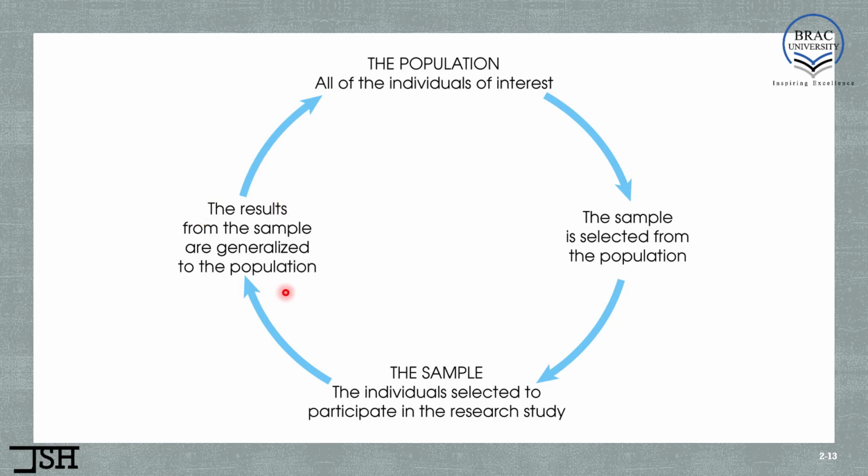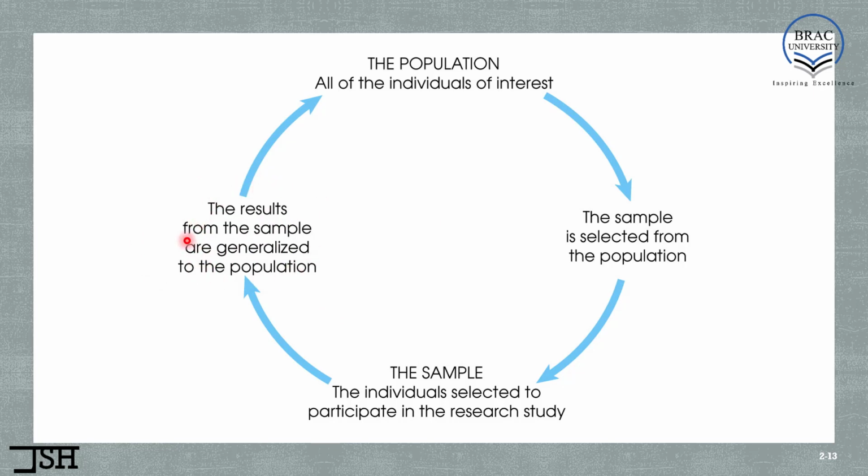We need to understand this very carefully, and this is related to statistical inference. So again, we are done with these three steps. Till the third step, I have received the surveys from 50 BRACU students. Now here is the last step: the results from the sample are generalized to the population.